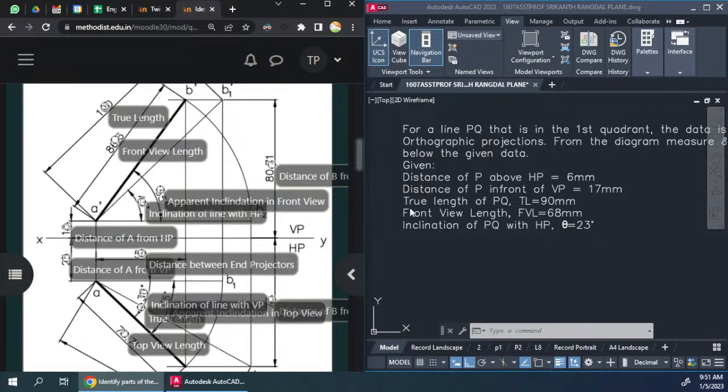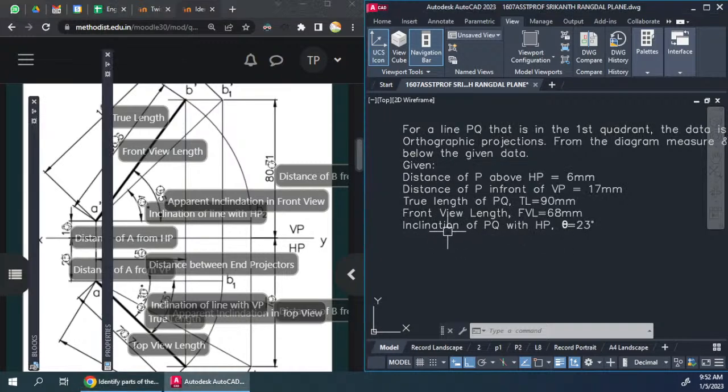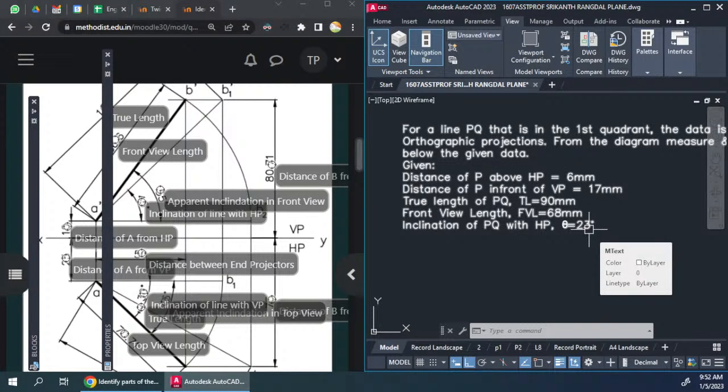So when the front view length is given, you can start by drawing it in the horizontal position if you don't know the angle, and if you know the angle, you can directly draw it in the inclined position. And then finally, we know the inclination of PQ with HP, that is theta.